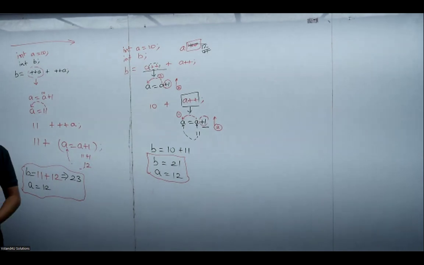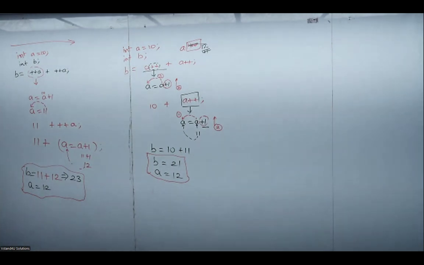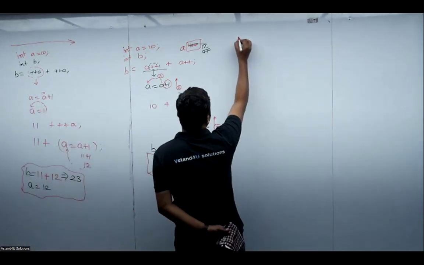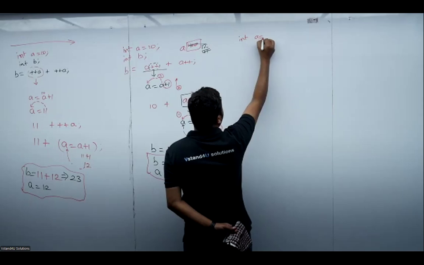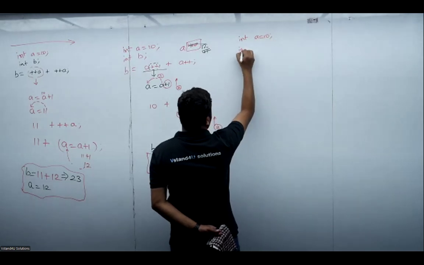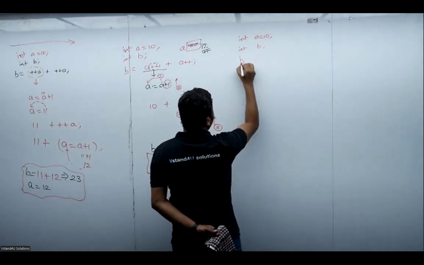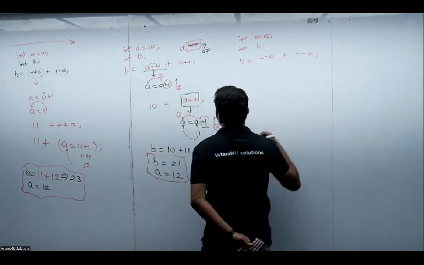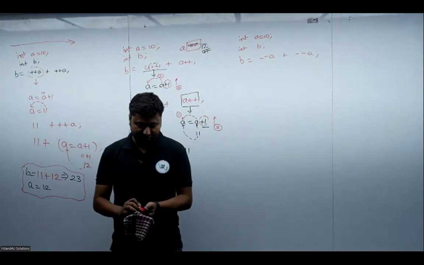Shall we start, online folks? Shall I proceed further? Next one. Let's talk about the third scenario. int a equal to 10. A remains always 10. Okay, sir. b equal to --a plus --a. Okay, third scenario. Pay attention.